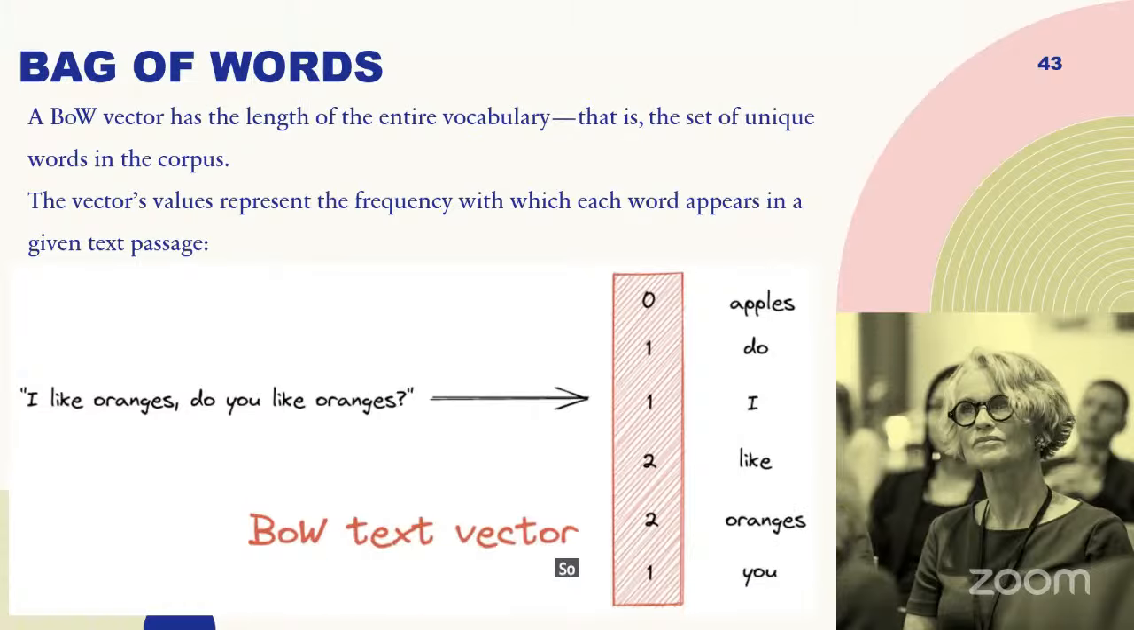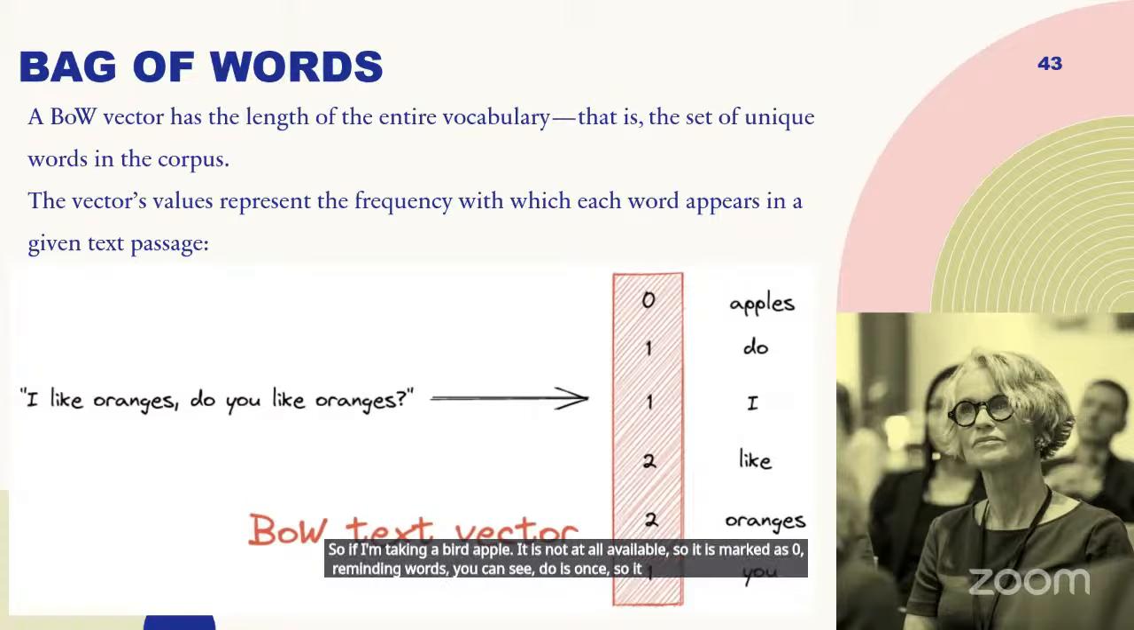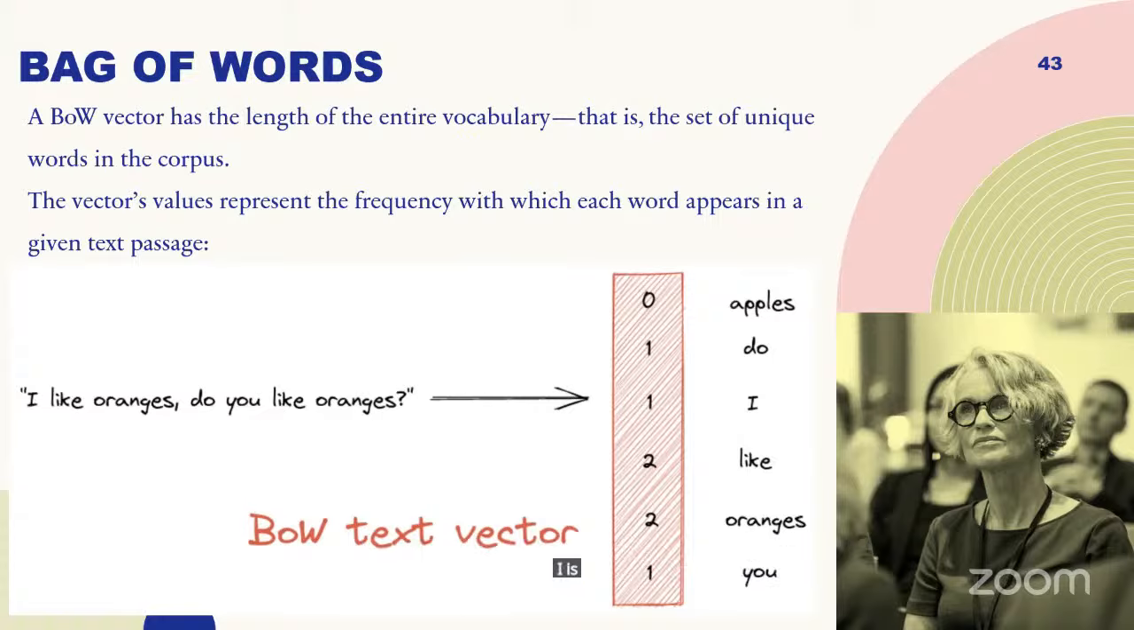So if I am taking the word apple, it is not at all available, so it is marked as 0. Remaining words, you can see, do is once, so it is 1. I is 1. Like we have twice, so it is 2. Oranges we have twice, so it is 2. Then you is 1. One time it is there. So this we will call as bag of words.